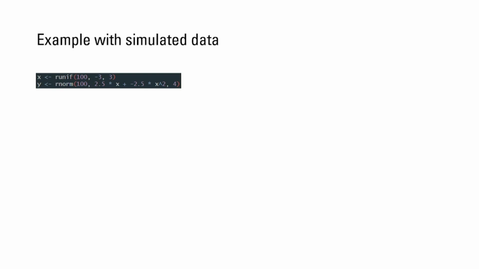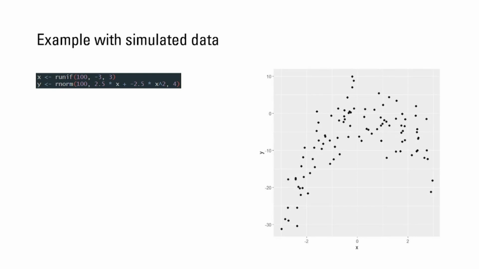Next we can simulate a dependent y variable using the rnorm function, which takes a random sample, here again of 100 data points, from a normal distribution, here with a mean value of 2.5x plus -2.5x squared and a standard deviation of 4. The mean value provided here ensures a quadratic relationship with the x variable, while the standard deviation introduces simulated random error, as shown in the plotted data.